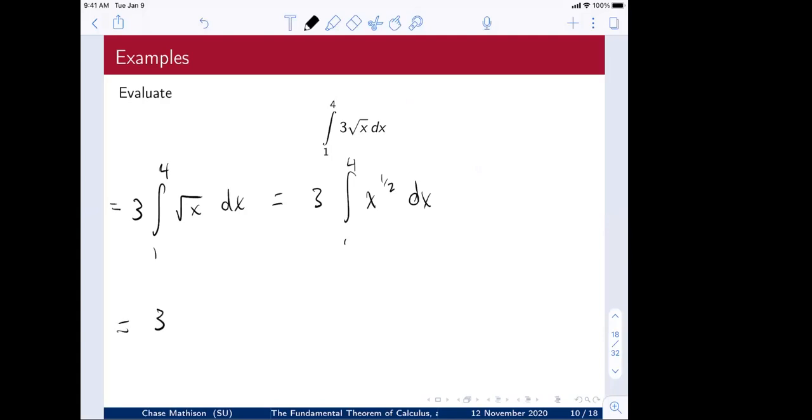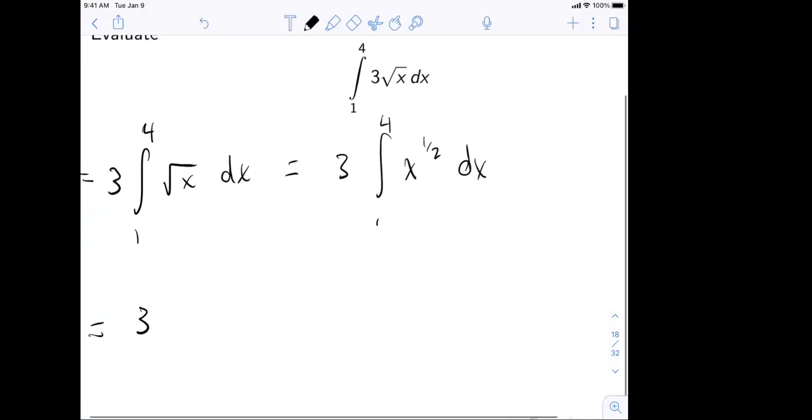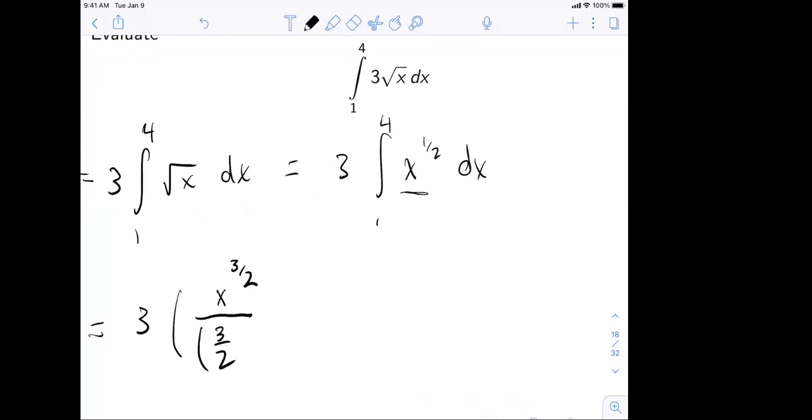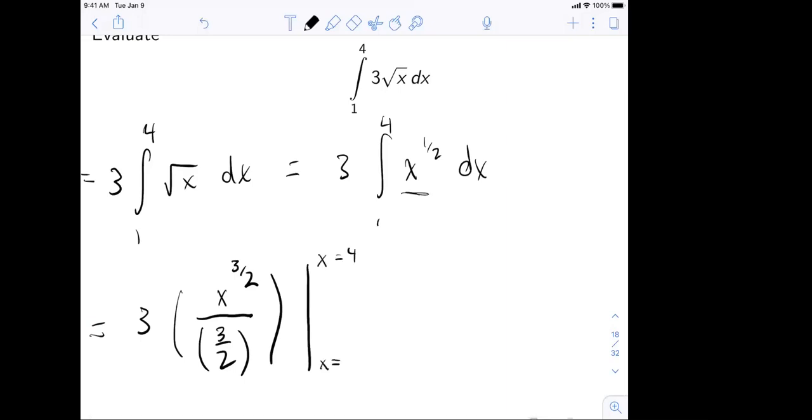Power rule. So I'm going to get 3 times, what does the power rule say the antiderivative of x to the 1/2 is? X to the 3/2 over 3/2. Perfect. X to the 1/2 plus 1. So that's 1/2 plus 2/2. That gives me x to the 3/2. I'm going to divide that by 3/2, right? So this is an antiderivative of 3x to the 1/2. So I'm going to say I want to evaluate this at x equals 4 and x equals 1 and take a difference.